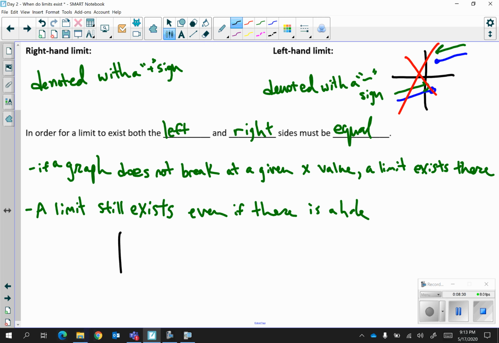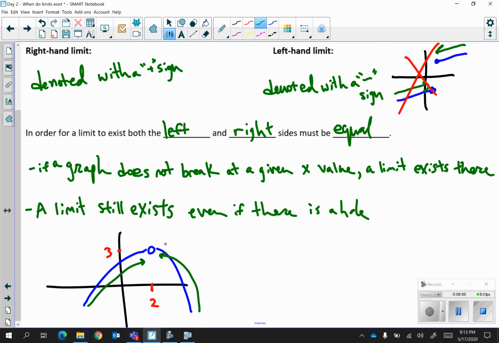If you were to have a function, and let's say the graph looked like this. That was your function. If you had a hole at, let's say, x equals 2, and this value was 3. As you're coming from the left, you hit 3. As you come from the right, you still hit 3. So even though there is no point at x equals 2, we're going to say that the limit of this function as x approaches 2 is 3. So the limit exists here.